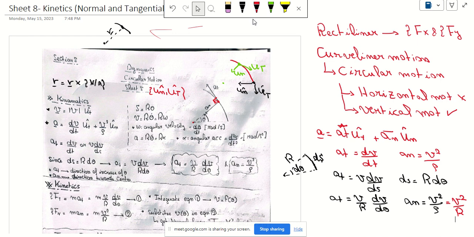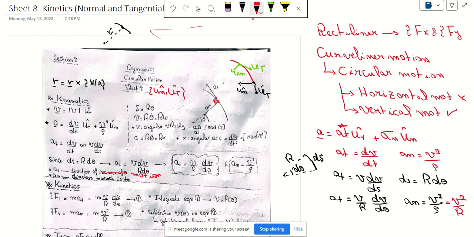And here we will find that the at is the direction of increase of motion. Sorry, it's not the direction of increase of motion. an is the direction towards the center. Okay, so this is the expression. I could say not this increase of theta, this is the direction of motion. The second one was a theta. Okay.